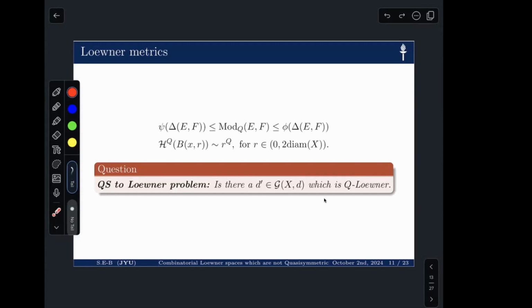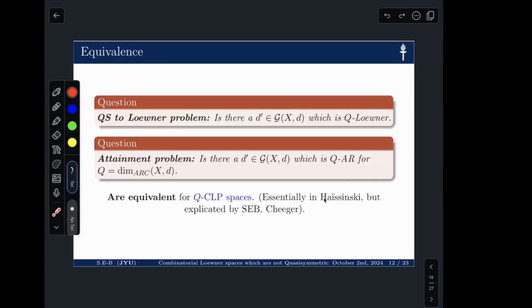Okay, so we have these two problems. One is the attainment problem. The other one is: is the space quasi-symmetric to a Loewner space, or does there exist a Q-Loewner metric in the conformal gauge? These look different, but the good news is that they are actually equivalent for this mystical class of QCLP spaces, Q-combinatorial Loewner spaces.